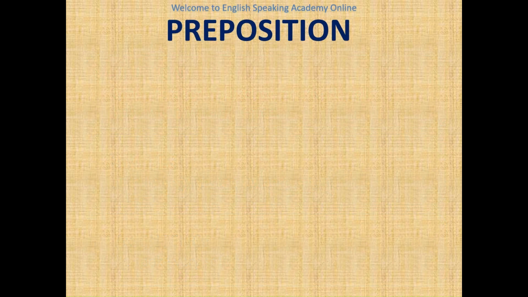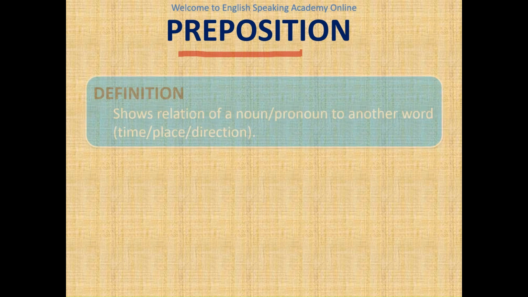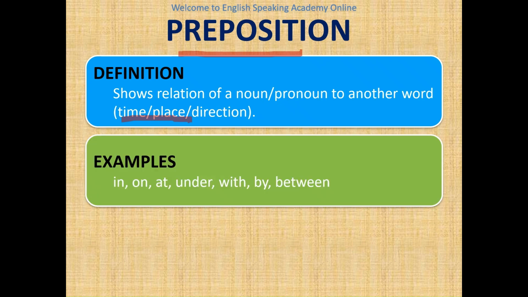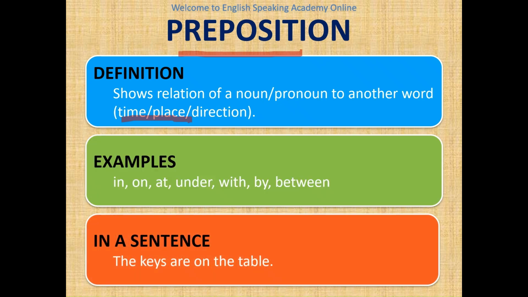The next component is preposition. Prepositions are very important in English grammar. They are used to indicate the relation of a noun or pronoun to another word in context of time, place, or direction. Examples of prepositions are in, on, at, under, with, by, between, after, and others.